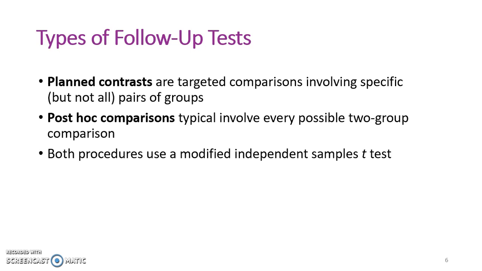And post hoc comparisons typically involve every possible two-group comparison. So we just take all of the pairs of groups and compare them to each other to see which ones are significantly different. And in order to compare the pairs of groups, we use modified independent samples t-tests. Basically, we use independent samples t-tests when we have just two groups and we're interested in looking at the group differences. We're using these t-tests as post hoc tests after we've already run an overall ANOVA model.